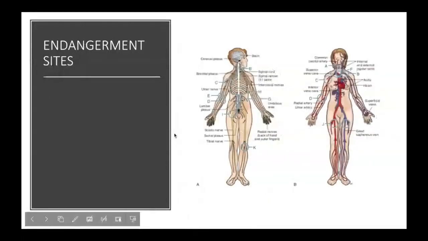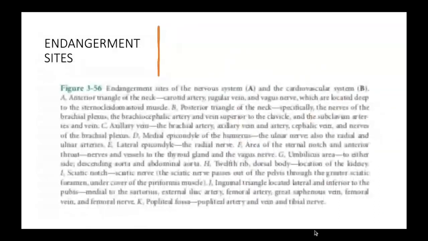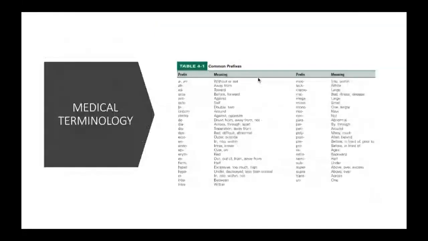All right, if we take a look here, just talking about the endangerment sites, I can't read most of the stuff that's here, but it's saying the medial epicondyle of the humerus, the lateral epicondyle, the sciatic notch, the inguinal triangle, the popliteal fossa. In a nutshell, that sums up all of the endangerment sites to go over.